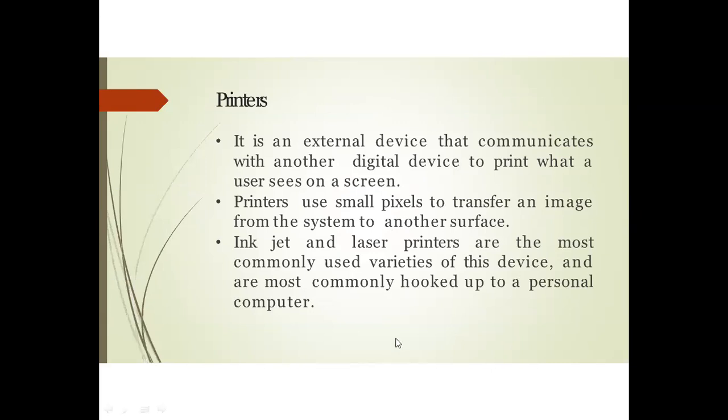The next output device is the printer. So printers, it is an external device that communicates with another digital device to print what a user sees on a screen. Printers use small pixels to transfer an image from the system to another surface. So we have also different types of printers. We have the inkjet and the laser printers. So inkjet and the laser printers are the most commonly used varieties of this device and are most commonly hooked up to a personal computer.